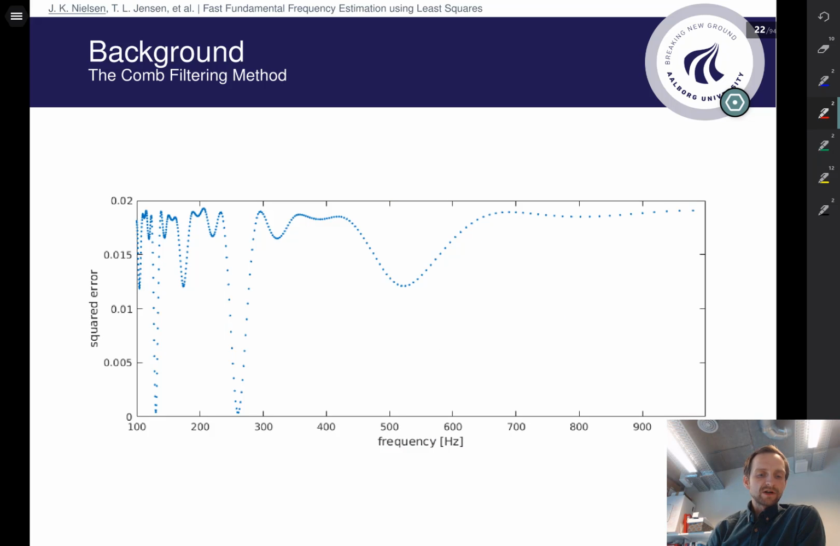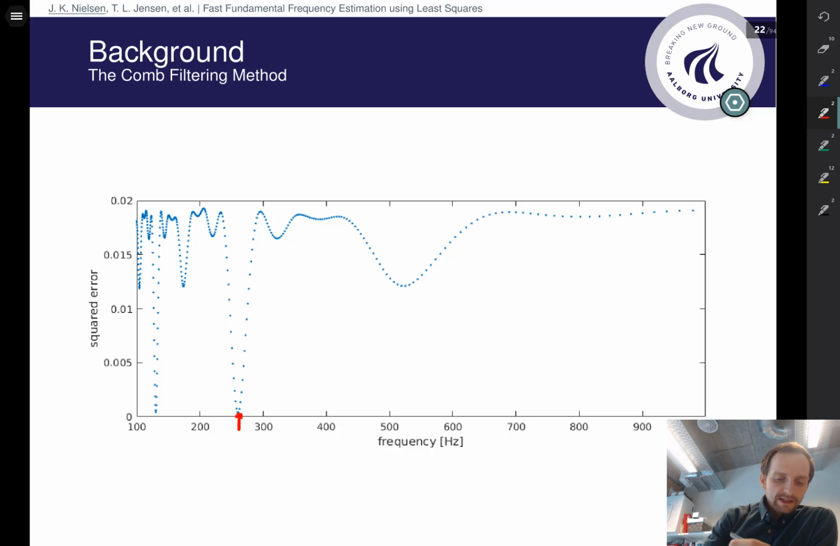And if you try out a lot of different taus, then you will get the output energy listed here on the y-axis, and the frequency here on the x-axis. You can see that around 260 Hertz is the frequency where you minimize the output energy. So this is our estimate of the fundamental frequency.